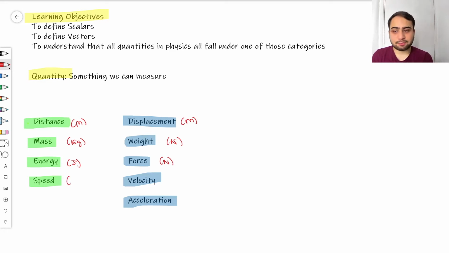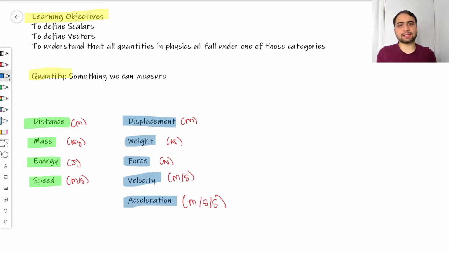Now we have speed, which is in meters per second, and velocity, which is also in meters per second. So you're starting to see a pattern here of a lot of quantities which share units, but they have different names. Then we also finally have acceleration, which is meters per second squared. It doesn't really matter, either way is fine. Okay, so now how do we differentiate between two different quantities which have the same units?